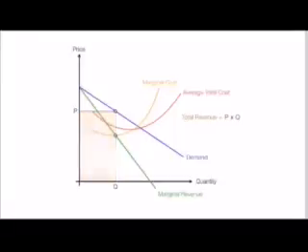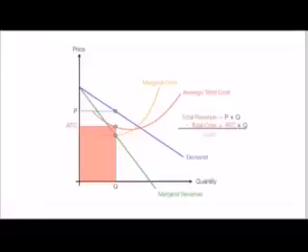Again, if I go from the quantity up to the average total cost curve and across, this gives me my average total cost, which is the area of the red triangle. It's average total cost times quantity. That's the area.